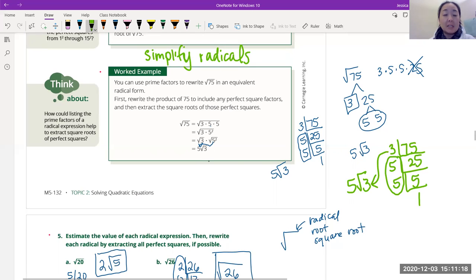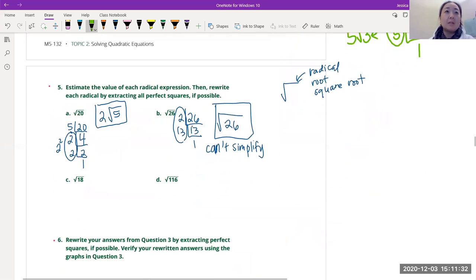And this is mathematically the most sound. So if you want to do it this way, totally do it that way. If you can recognize, oh, 75 has a perfect square in it, 25. And what do you have left over? 3. So then if you get good enough, you can totally do it that way.